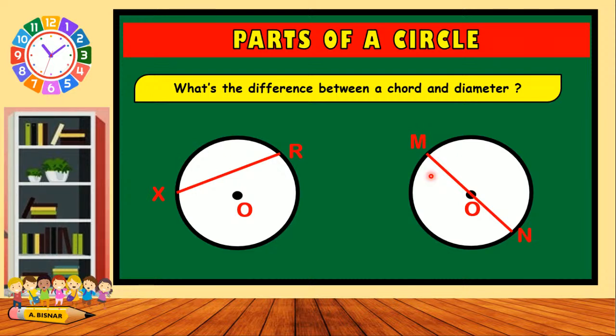Ang tawag ay correct, center. So, ang pinagkaiba, kapag diameter, kailangang dumaan sa center. Kapag chord, kahit hindi na dumaan sa center. Pag sinabing center, gitna ng circle.